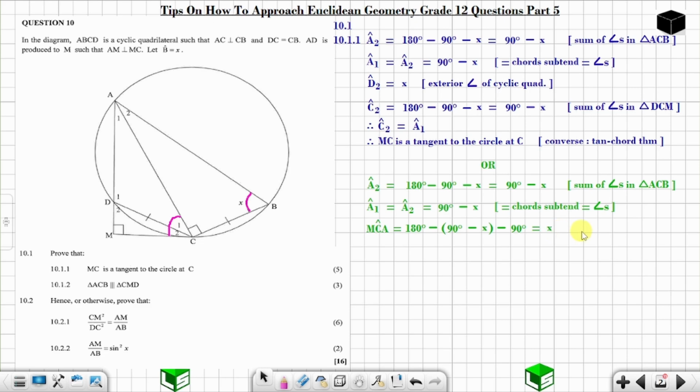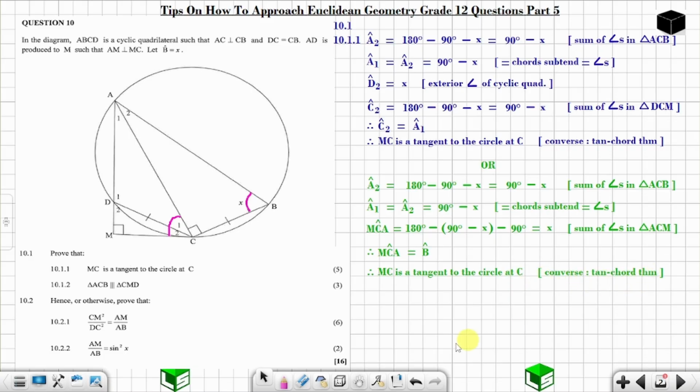So the reason will be sum of angles in triangle ACM. Using this triangle, you have the angle MCA, this angle. So you are going to say, therefore, angle MCA is equal to the angle B. Therefore, the line MC is a tangent to the circle at C. The reason is converse tangent-chord theorem.